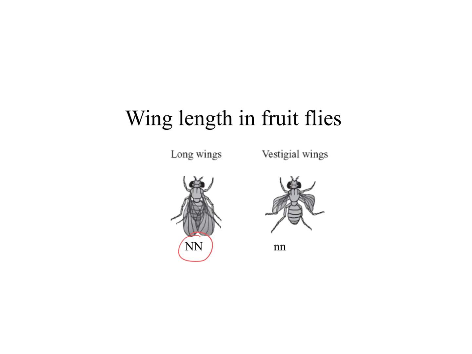Vestigial wings are shorter, they have a slightly different shape, and you can see that the genotype for vestigial wings is two lowercase n's. This individual is homozygous recessive. They have two alleles for the same gene which are the same as each other. They are both recessive, which is why this individual has vestigial wings.